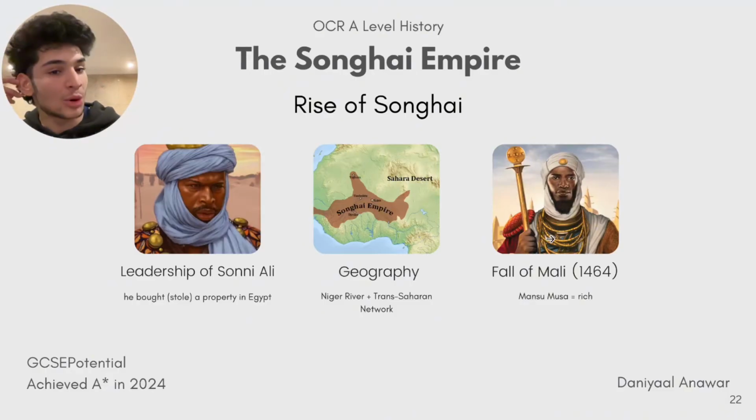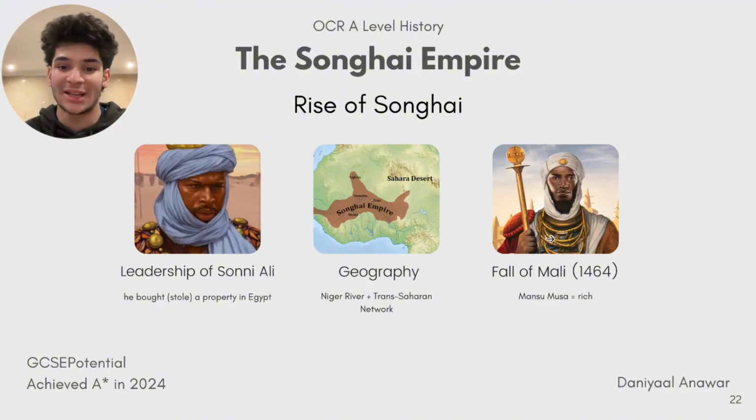The final point is the fall of Mali in 1464. Scholars debate when this actually was, but the whole point here is Mansa Musa. He's a very rich bloke. He was arguably the richest bloke ever. And when the empire fell, there's a lot of money and land to be grabbed.